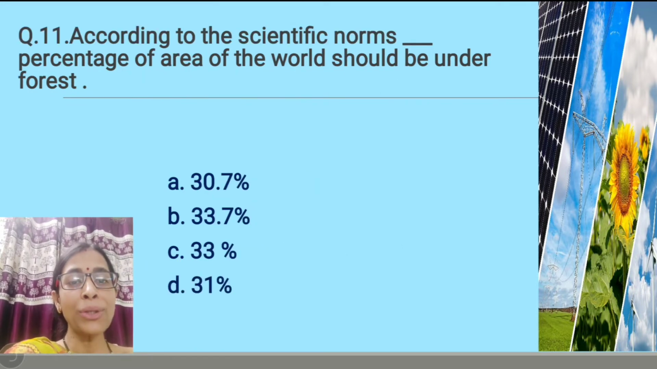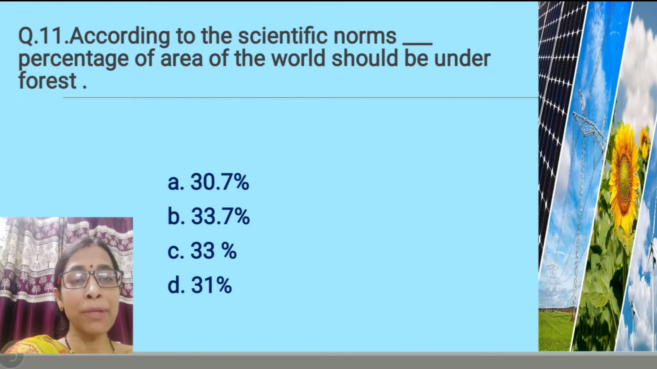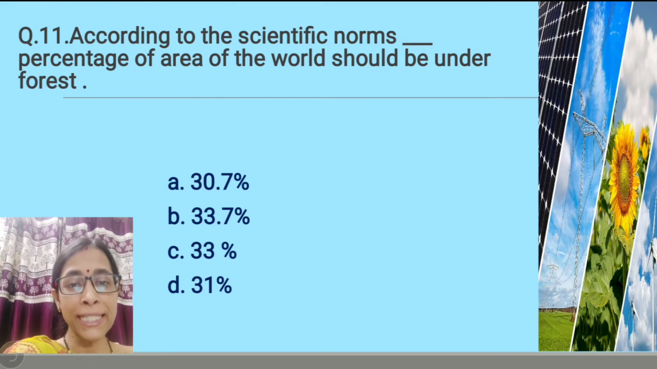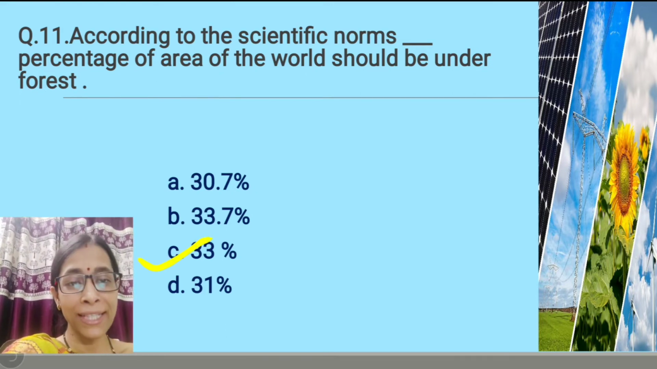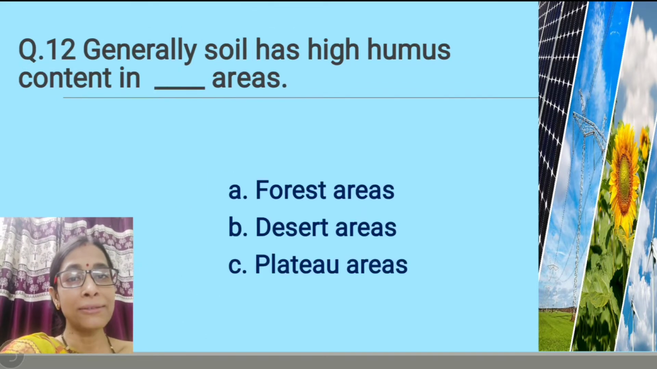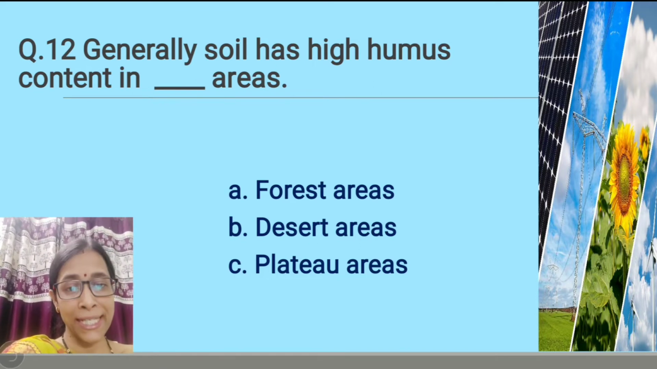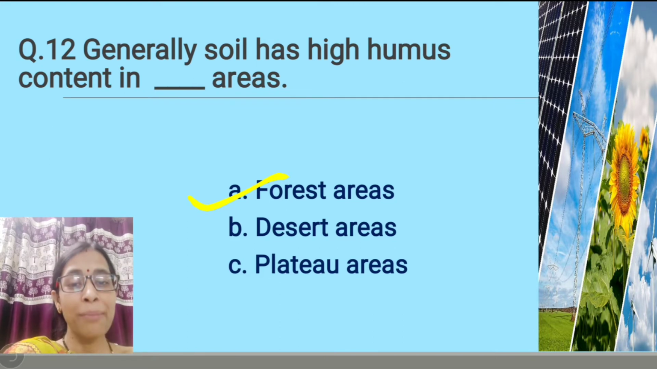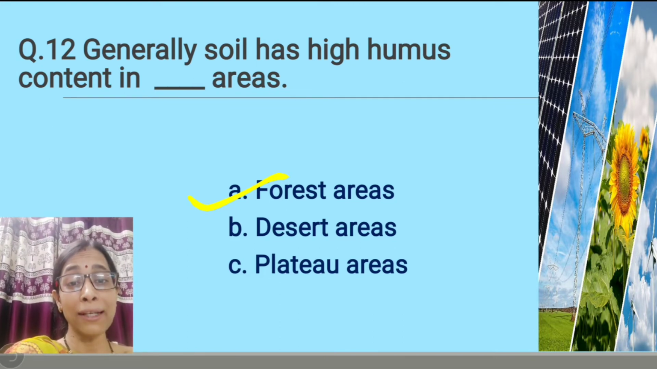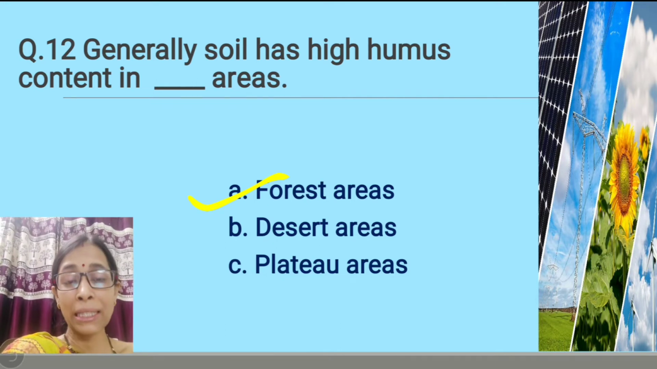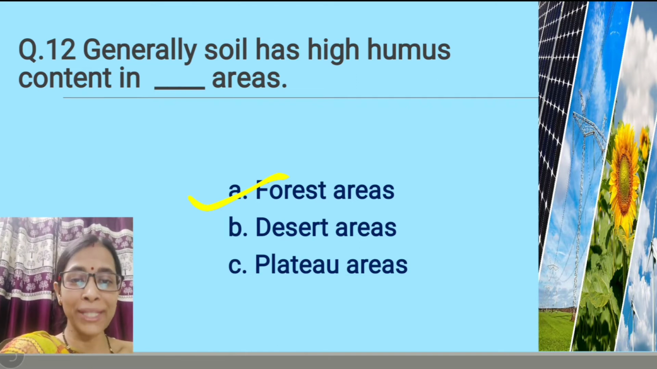Question number 11. According to scientific norms, dash percentage of land of the world should be under forest? 30.7%, 33.7%, 33%, 31%. The correct answer is 33%, that is the option number C. Question number 12. Generally, soil has high humus content in dash areas: forested areas, desert areas or plateau areas. So the correct answer is option number A, that is the forest area, because varieties of plants grow there and their parts fall there and get decomposed there. Along with that, dense forest areas are the home of various types of wildlife. That is why humus content is more in the soil found in forest areas.